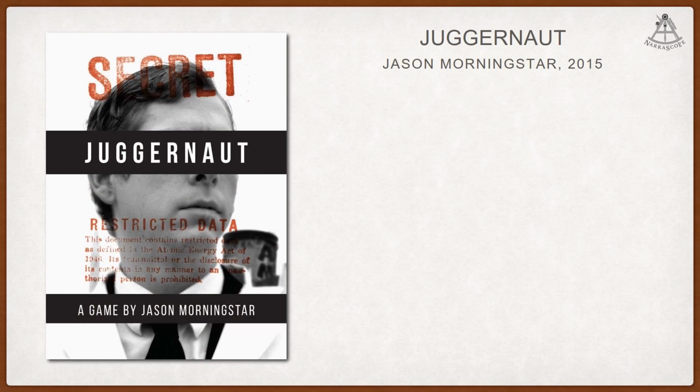So Juggernaut by Jason Morningstar is a live-action role-playing game that comes on a deck of cards. And the first few cards explain the rules. So the game is set very specifically on July the 3rd, 1950. The reason for that will become relevant in a moment.